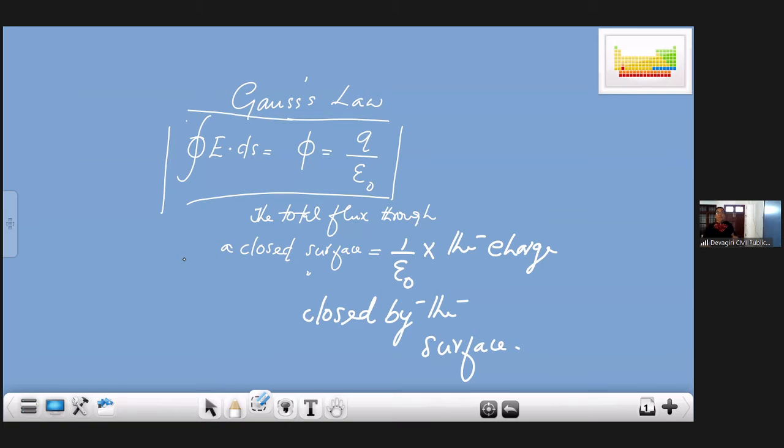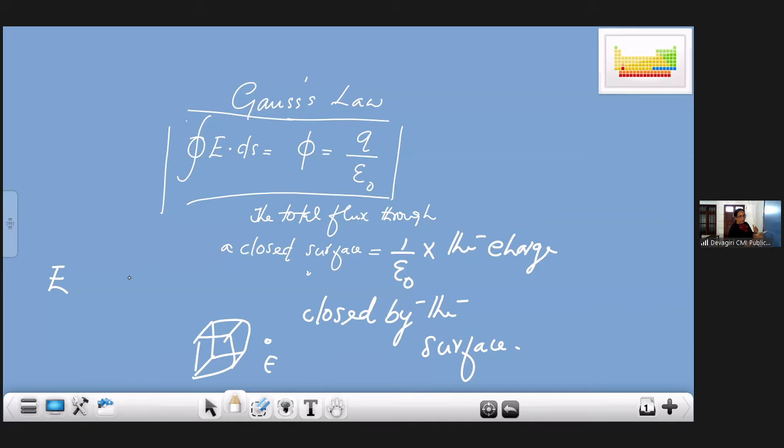I have a cube in my hand, which is charged. I wish to know what is the electric field at this point. I told you the difficulty of using Coulomb's law and finding out electric field. Now, if I use Gauss's law, I get what is called electric flux. According to this, electric flux is 1 by epsilon 0 times charge. If I can calculate electric flux, if I know the area, then it is easy for me to find out.